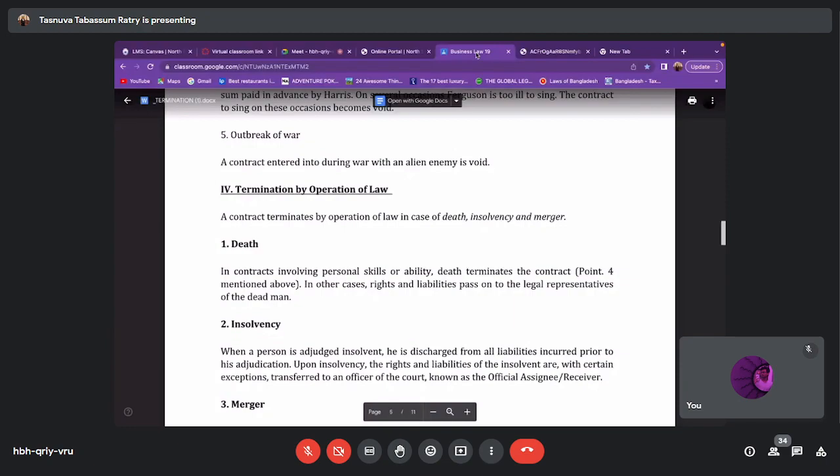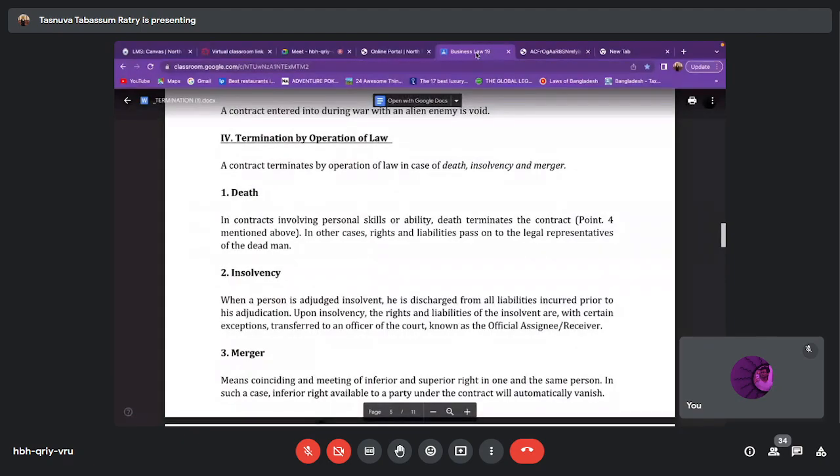Lastly, if a war breaks out. So, outbreak of a war would mean that a contract will be void between the parties with whom Bangladesh is at war. So these are the situations. If any of the situations arises, you would know that a contract will be terminated by subsequent or supervening impossibility.